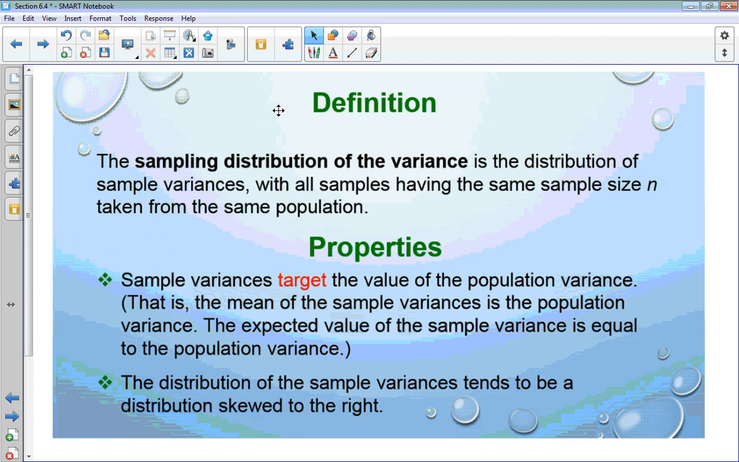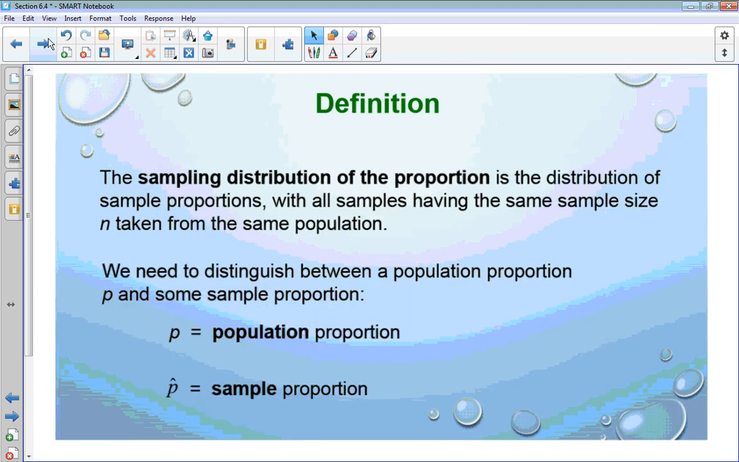We can also do the same thing with variance. Take a distribution of all the sample variances. And if we do that, we're going to find that the sample variance does target the value of the population variance. The distribution of the sample variances tends to be skewed to the right.